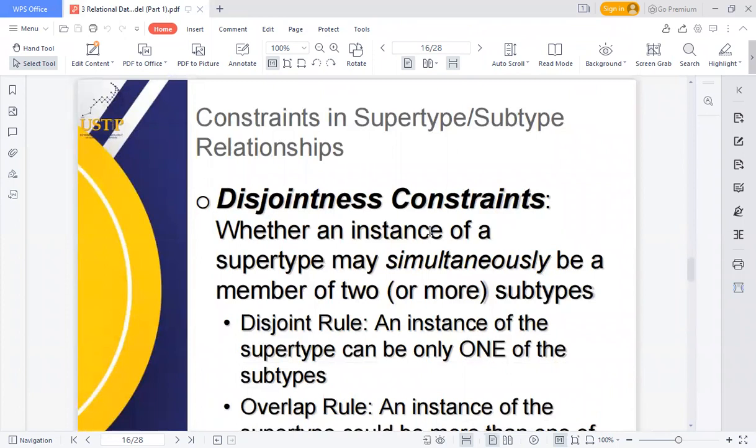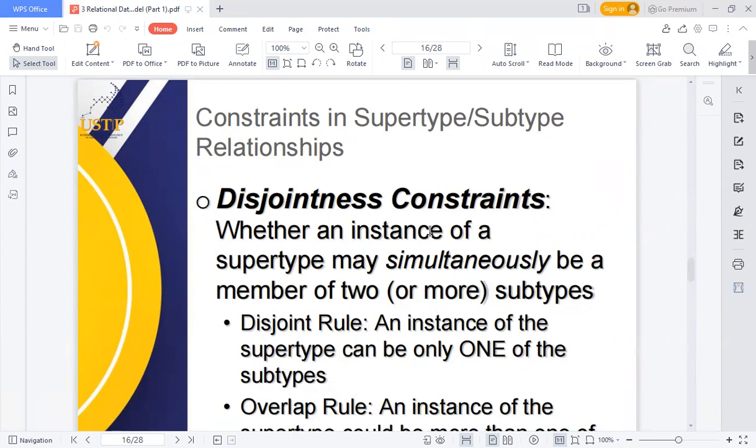For the second supertype subtype constraints in relationships, you have what we call the disjointness constraint. When you say disjointness constraint, it is whether an instance of a supertype may simultaneously be a member of two or more subtypes. So for the completeness constraint, an instance of a supertype must belong to at least one subtype. For the disjointness constraint, an instance of a supertype may simultaneously be a member of two or more subtypes. Meaning the instance can be found in two or more subtypes.